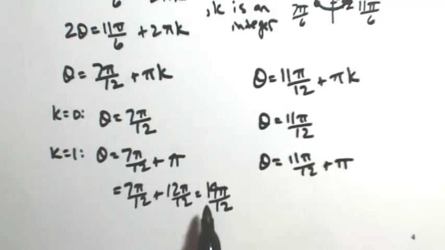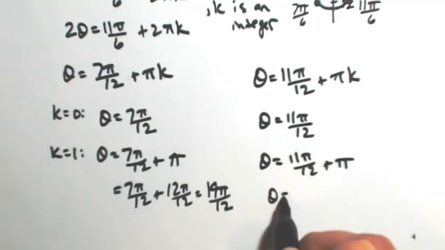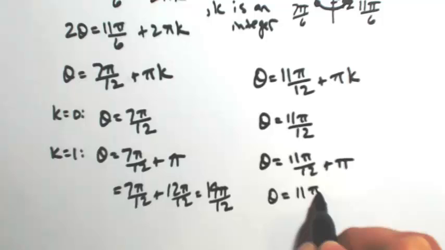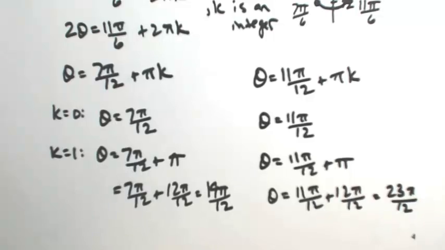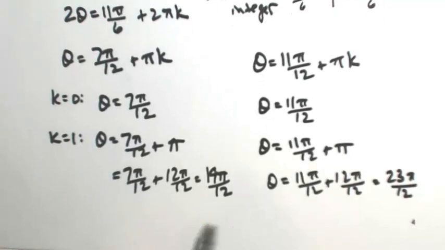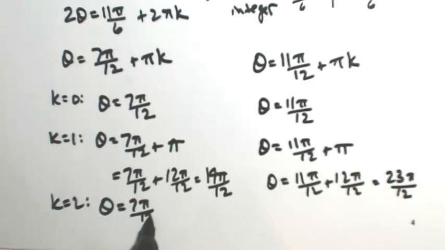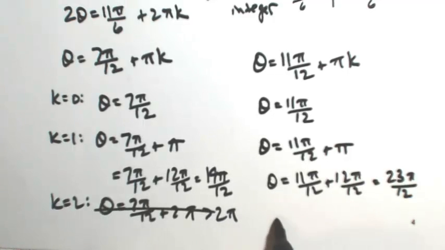12 goes into 19 less than 2 times, so I know that this is going to be less than 2 pi, so that's an answer. Do the same thing on this one, 11 pi over 12 plus 12 pi over 12, so 23 pi over 12. Again, I'm checking to make sure it's in the interval. 12 goes into 23 less than 2 times, so this is less than 2 pi, so that one's fine. Looking ahead, if I were to do k equaling 2, then theta would be 7 pi over 12 plus 2 pi. If I'm adding 2 pi, then I'm already more than 2 pi. So that's not going to work for either one.